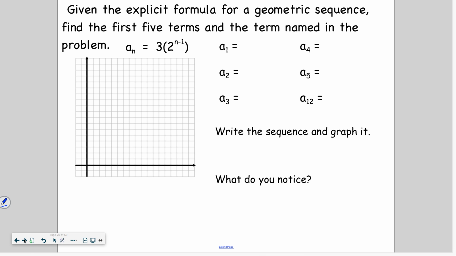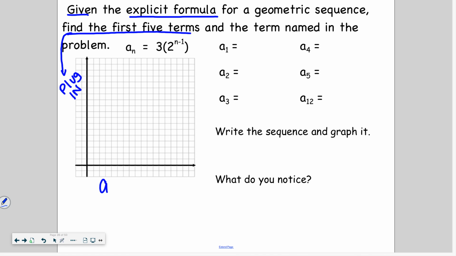All right. So now we are given the explicit formula for the geometric sequence, to find the first 5 terms. In order to do that, all you're going to do is plug in 1 through 5. So if we look at this, we have a sub n is equal to 3 times 2 raised to the n minus 1.